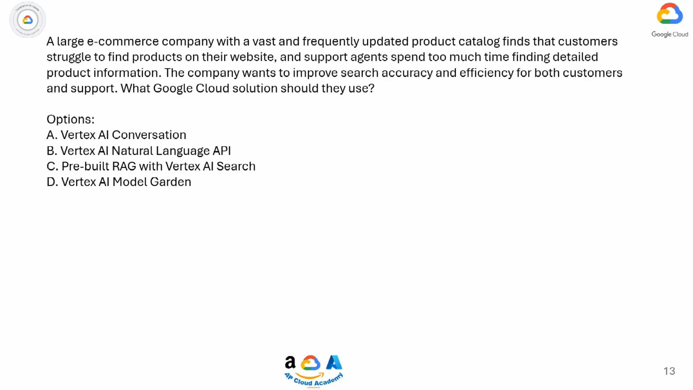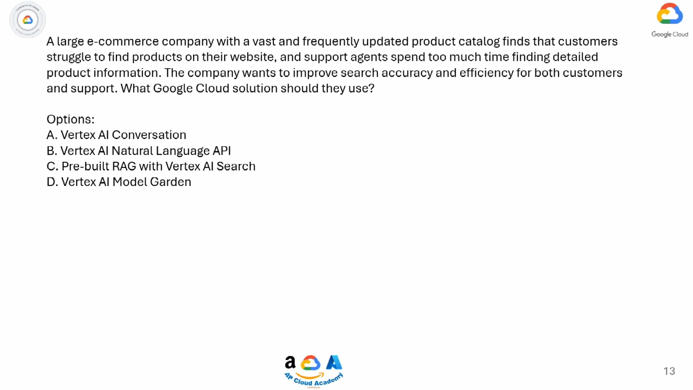A large e-commerce company with a vast and frequently updated product catalog finds that customers struggle to find products on their website, and support agents spend too much time finding detailed product information. The company wants to improve search accuracy and efficiency for both customers and support. What Google Cloud solution should they use?